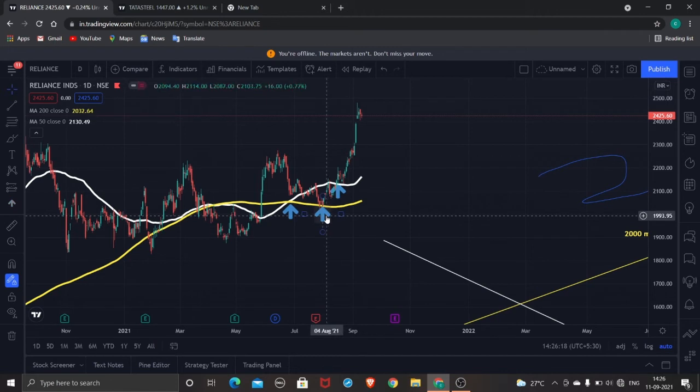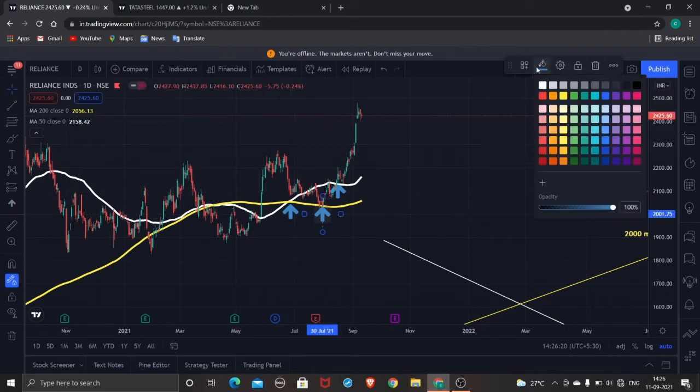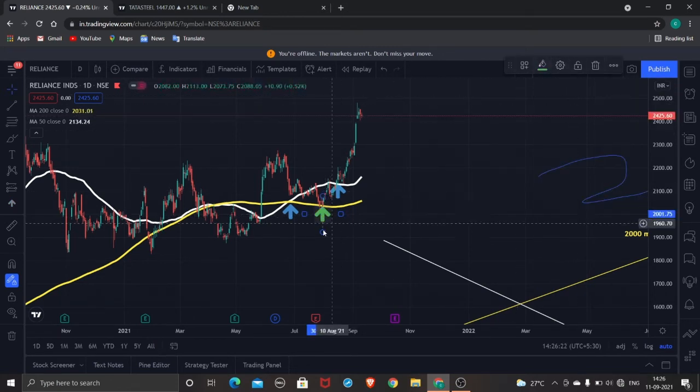Let me change the color. Let me make it green as we are going to enter the market, as we are going to buy the market.